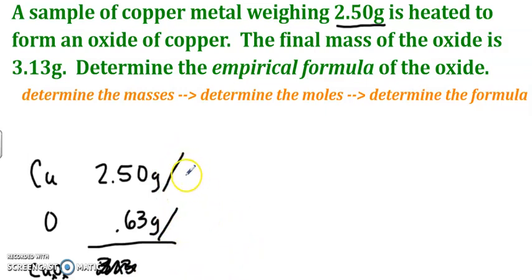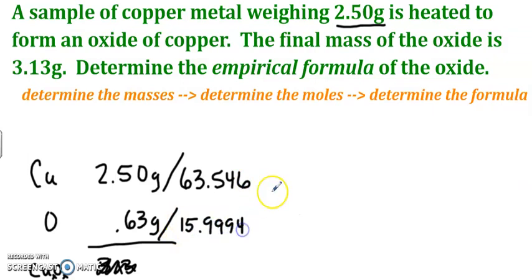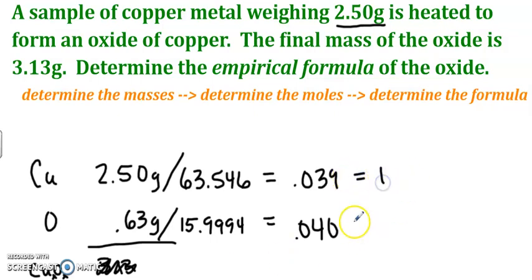If I remember right, copper is 63.546. Okay, and then oxygen, we remember, is 15.9994. Okay, and then so we can find our moles again. So let's take a moment and calculate that and figure out what our mole ratio is. And I'm sure you can see once you calculate this that you've got a 1-to-1 ratio. So it's going to be CuO.